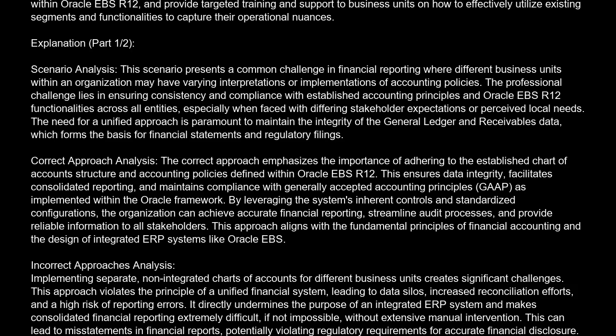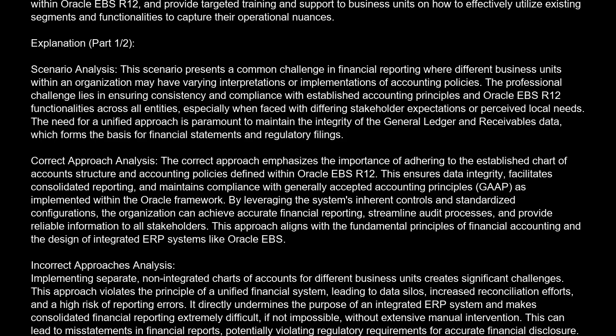The correct answer is C. Reinforce the importance of adhering to the standardized chart of account structure and accounting policies defined within Oracle EBS R12, and provide targeted training and support to business units on how to effectively utilize existing segments and functionalities to capture their operational nuances. Explanation. Scenario analysis.